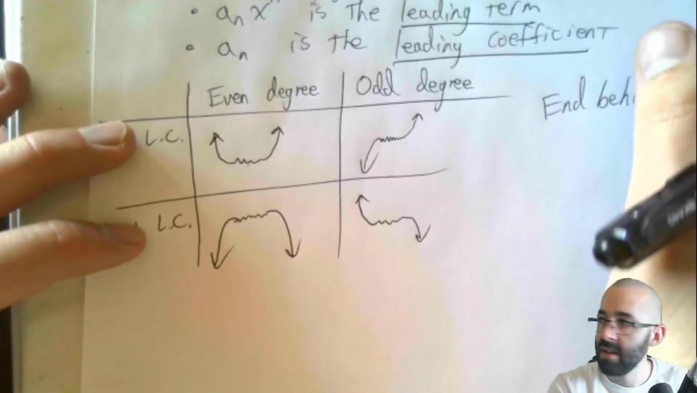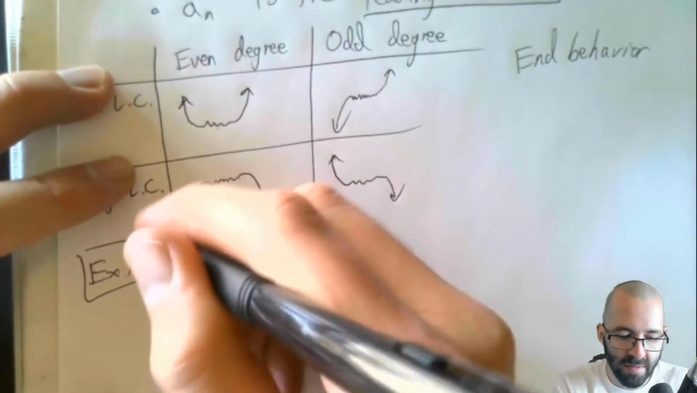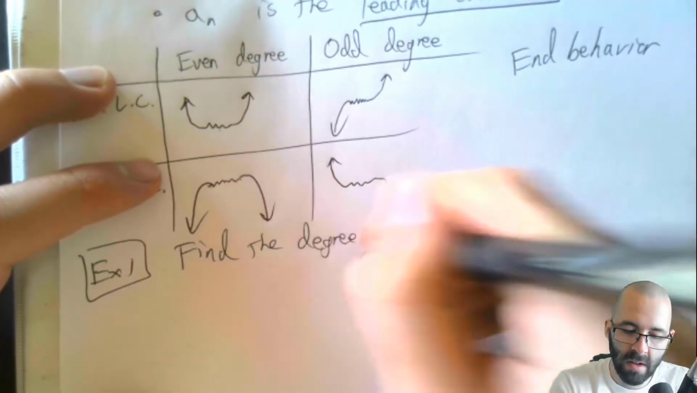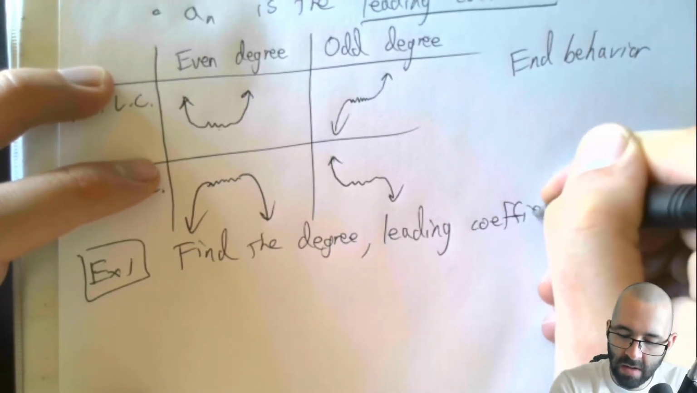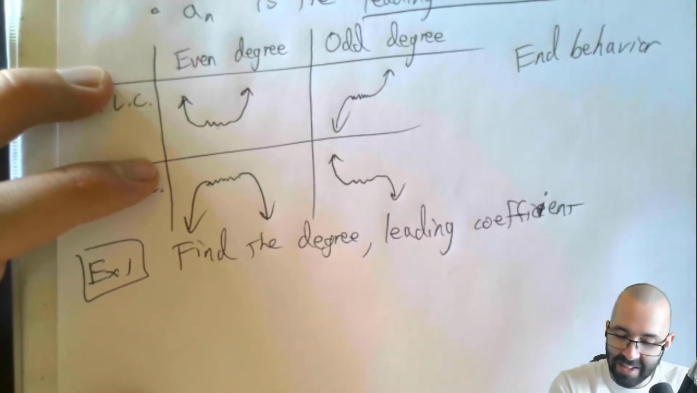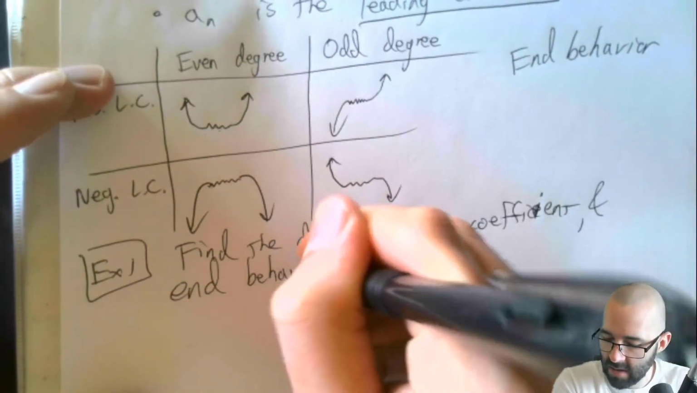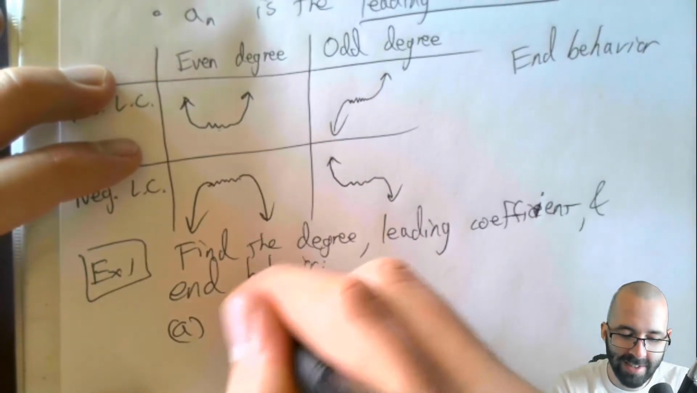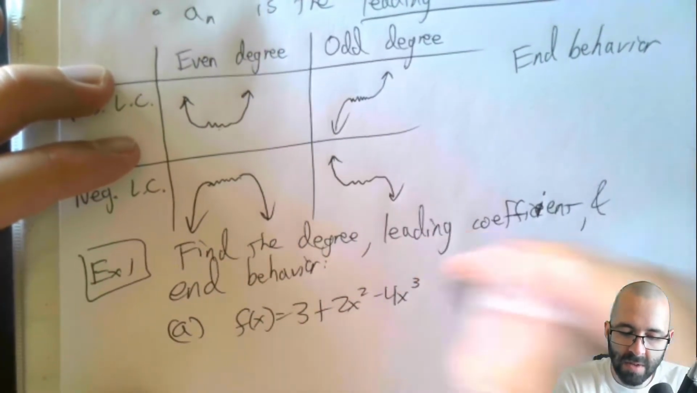Okay, example 1. Let's use this table. We're going to find a bunch of different things. Find the degree, the leading coefficient, and end behavior for the following. All right, part 1 or part A, depending on how you want to phrase it. It's going to be f of x is equal to 3 plus 2x squared minus 4x cubed.